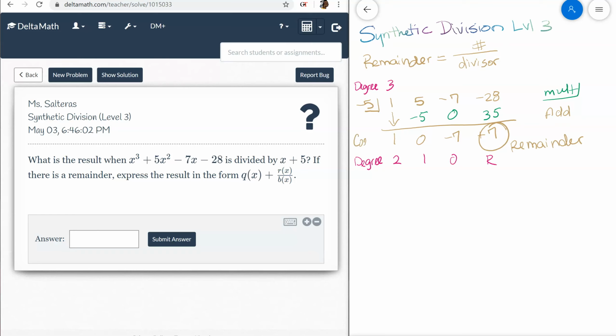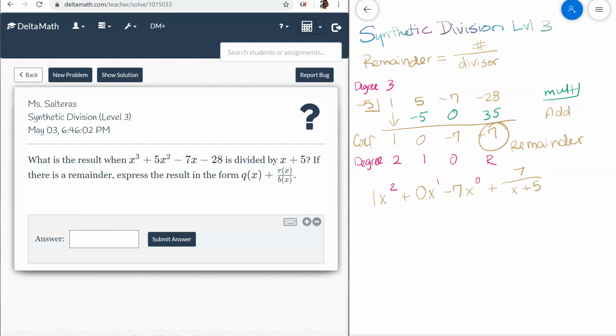Here are your coefficients. So when I write this out, it's going to be 1x squared, right? Plus, oh, well, the coefficient here is 0, x to the first power. Well, then that term just cancels out, you know. All right, and then we have negative 7, x to the 0 power, and then we have plus 7 divided by our original divisor, x plus 5.